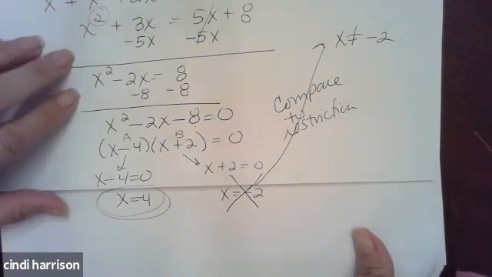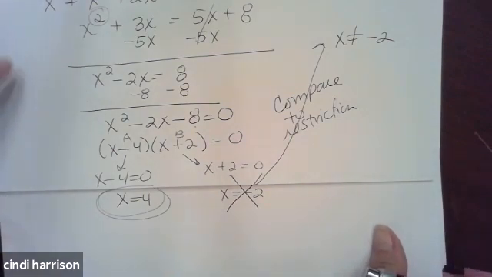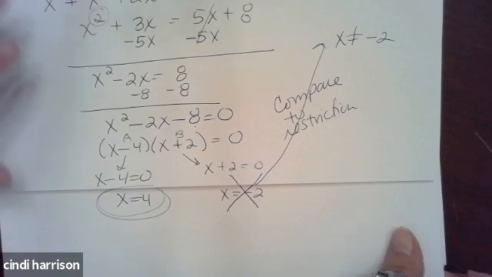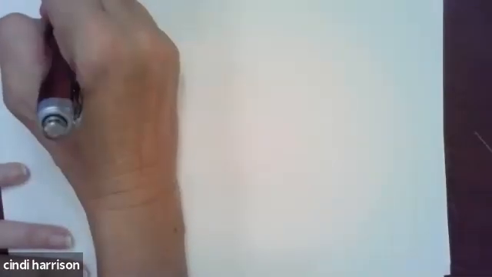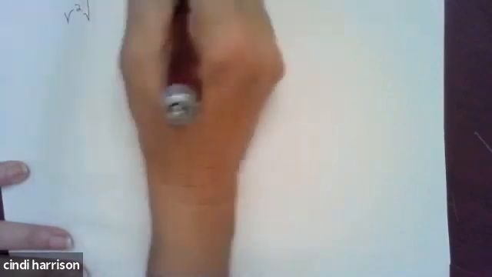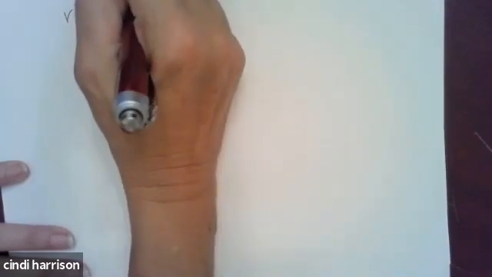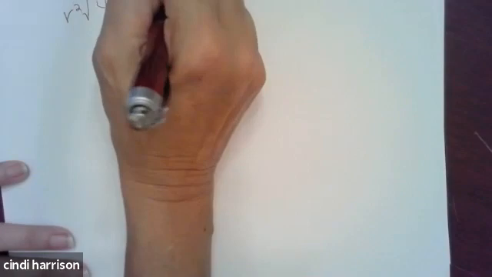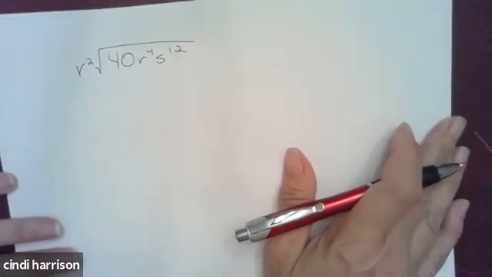All right, so that was the end of test 3. The next thing we looked at was a section on radicals, square roots in particular. Okay, so here's an example. We'd be asked to simplify.